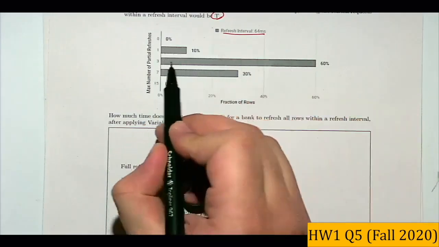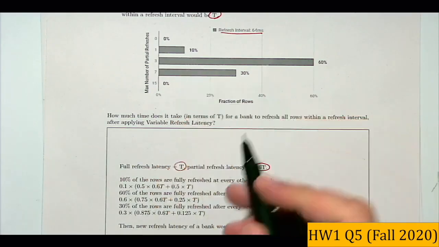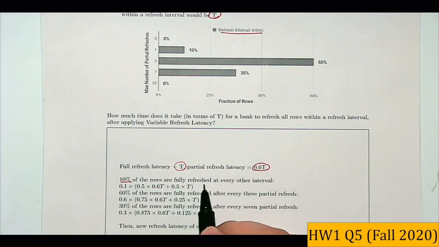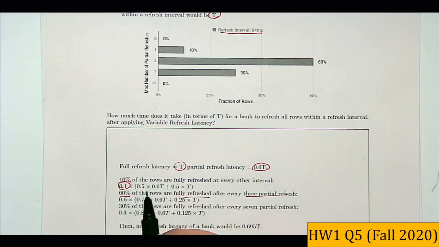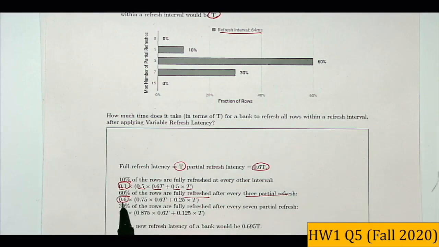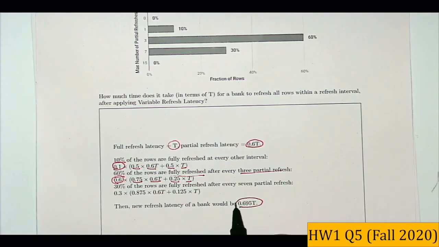Here, as you can see, 10%, 60%, 30%, this is the whole distribution of these rows. For the 10% of the rows, I need to fully refresh those every other interval. So it interleaves between partial and full refresh. And for 60% of them, I need to fully refresh them after every 3 partial refreshes, right? So what I do here is, this 0.1 comes from 10%, and then half of them should be partial, half of them should be full. And for 60%, 0.6, and then 75% of the refreshes should be partial, and 25% should be full refreshes. I just calculate these and add them up, and it gives me the refresh latency of a bank as this value.